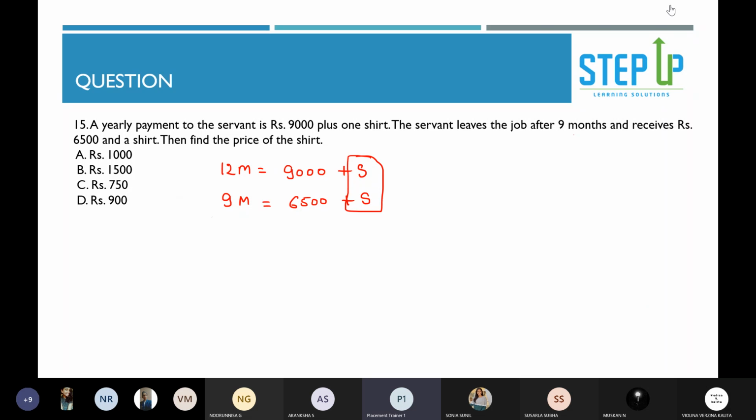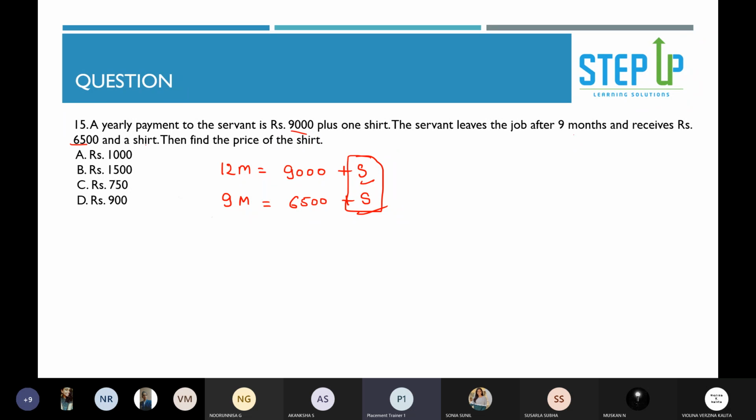So just tell me, the shirt price will be constant or different? Constant, isn't it? Yes, ma'am. It will remain constant. So if he's working anyway, he's getting the shirt for free. So the servant leaves the job after 9 months and receives 6,500 and the shirt, and 9,000 plus one shirt.